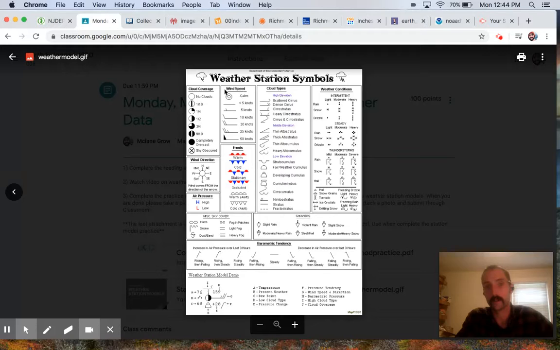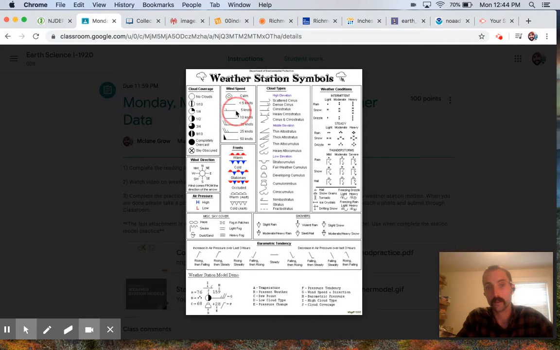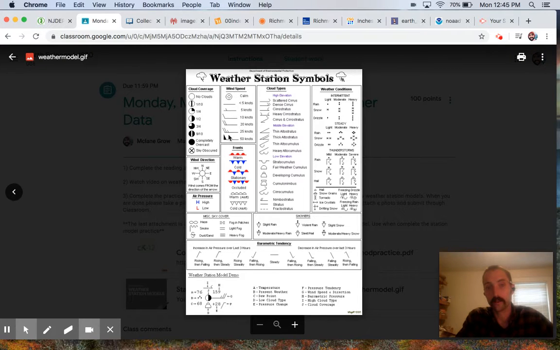So, just at a quick glance, wind speed. Wind speed is going to be shown by the barbs, these lines coming off of the longer line. A half barb, which you can see right here, is going to represent 5 knots. A full barb is going to be 10 knots. And if you have two full barbs, it'll be 20. So one full barb is 10, a half barb is 5. Knots are going to be equivalent right now to miles per hour.